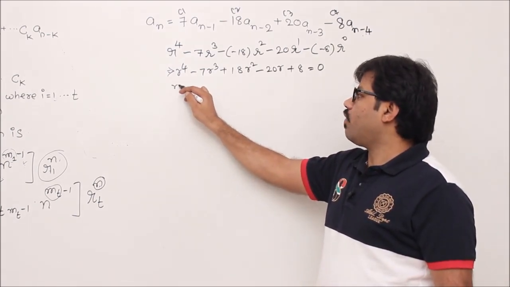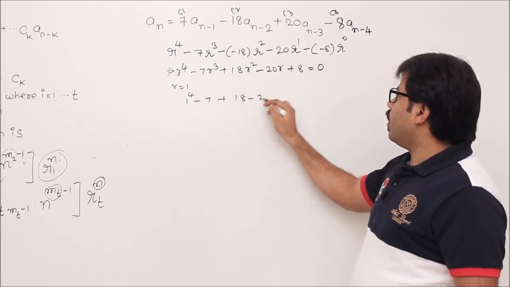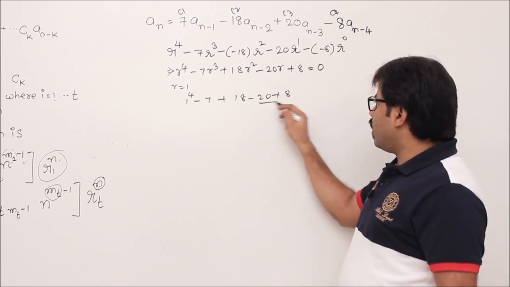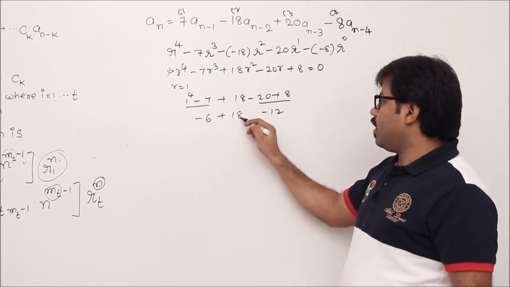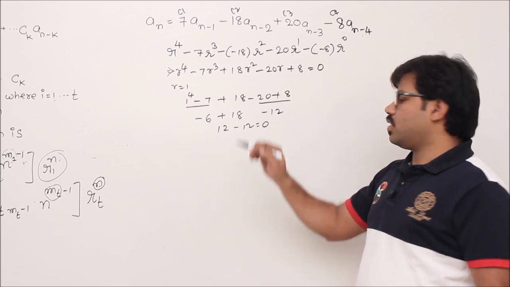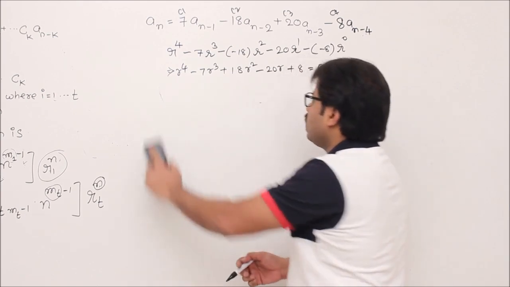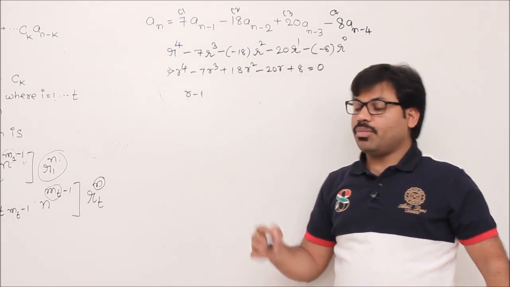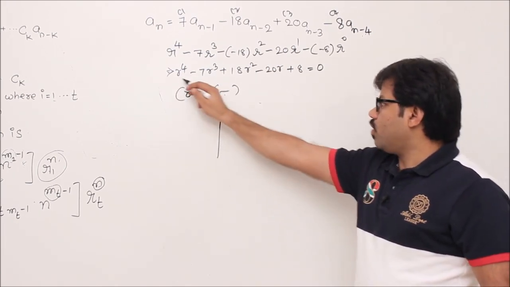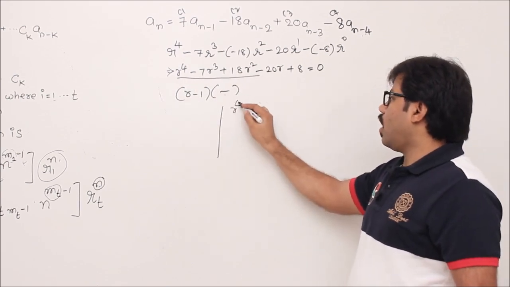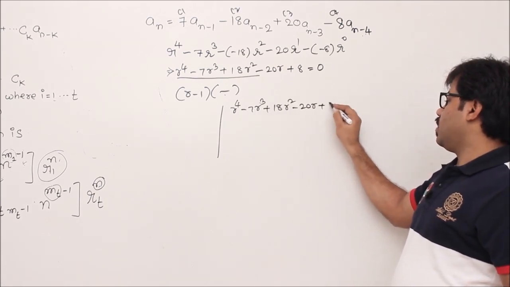Let's do that. If I take R value 1, it would be 1 power 4 minus 7 plus 18 minus 20 plus 8. Correct? So minus 20 plus 8 is minus 12. So 1 minus 7 is minus 6, plus 18, 18 minus 6 is 12, 12 minus 12 is 0. Yes. So R equal to 1 is one of the roots. That means what is the factor of this equation? R minus 1. So what about the remaining equation? R minus 1 into dash. To find this dash, we have to divide this by R minus 1. We know that. R power 4 minus 7 R cube plus 18 R square minus 20 R plus 8.